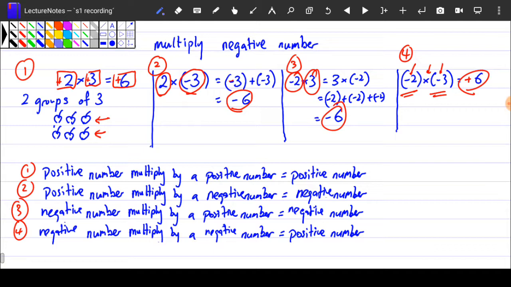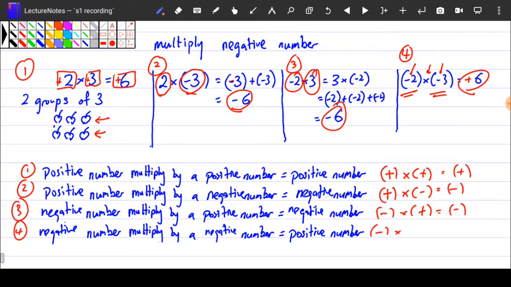To illustrate this, I can actually use a mathematical symbol to help me. If I have positive times positive, it will be positive. So this is what we always know. If I have a positive multiplied by a negative, it will be negative. Negative times positive number will give you a negative. And lastly, negative times negative will be positive.